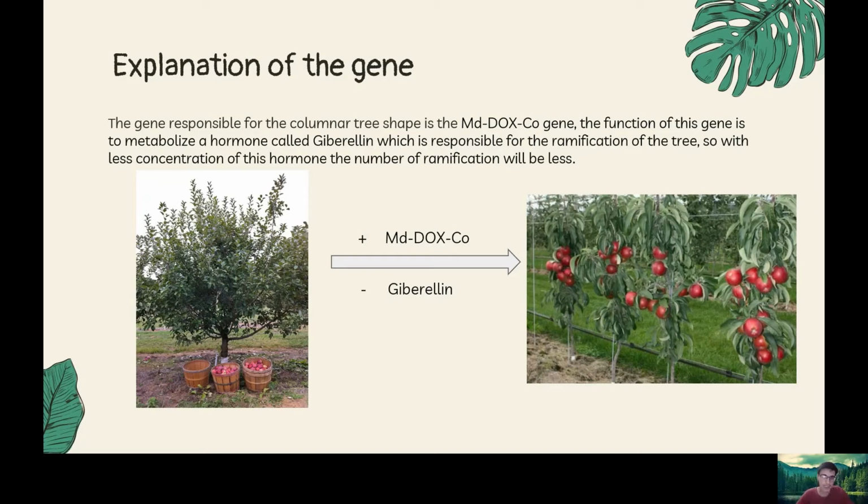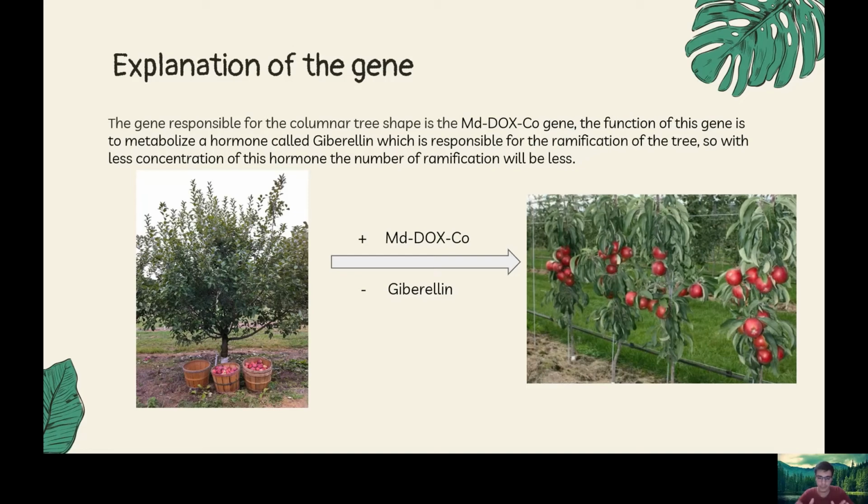As we can see in the image on the left, it is a wild type apple tree. It takes a lot of space just for one tree, whereas on the right, four columnar apple trees can occupy the same space as a wild type. So that is why we choose to make these modifications to solve the problem of the demand of apples in Mexico. So how do we do it?